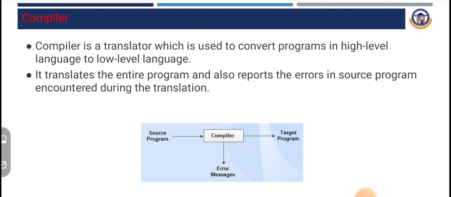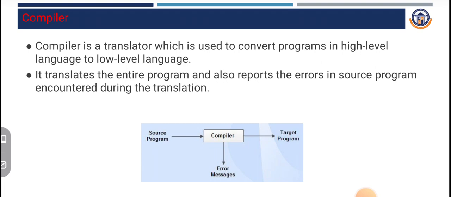The main advantage of the compiler is this: if there are 100 lines of program, it reads the whole program at the same time and scans all 100 lines. After that, it shows the total number of errors that arose in that program. Finally, it displays the number of errors in that program.